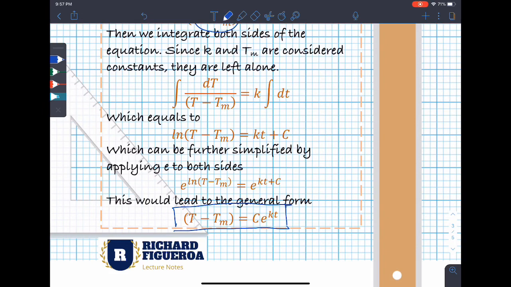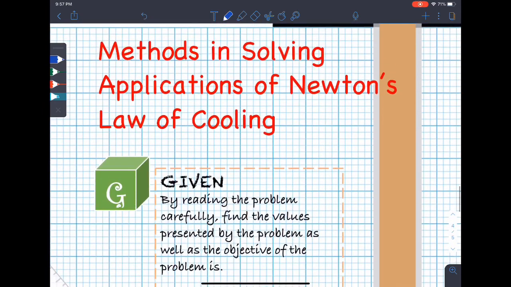There are no other relations or other equations that we will be using for Newton's law of cooling applications other than this, because this is a law.